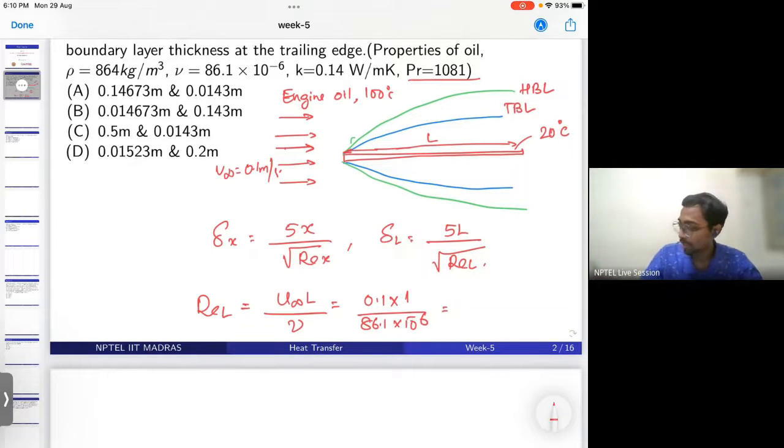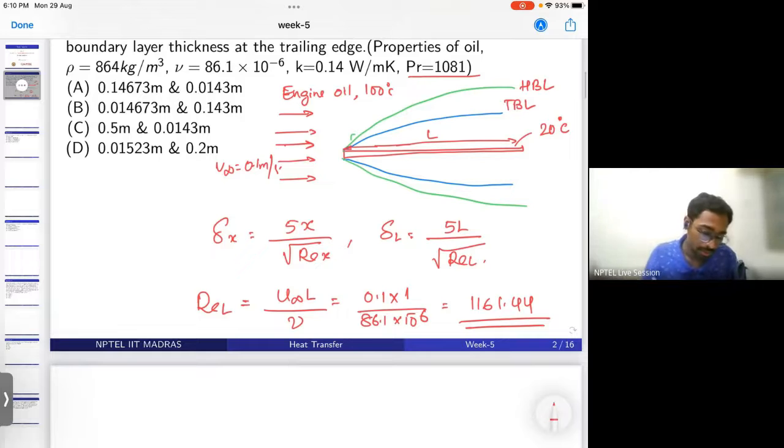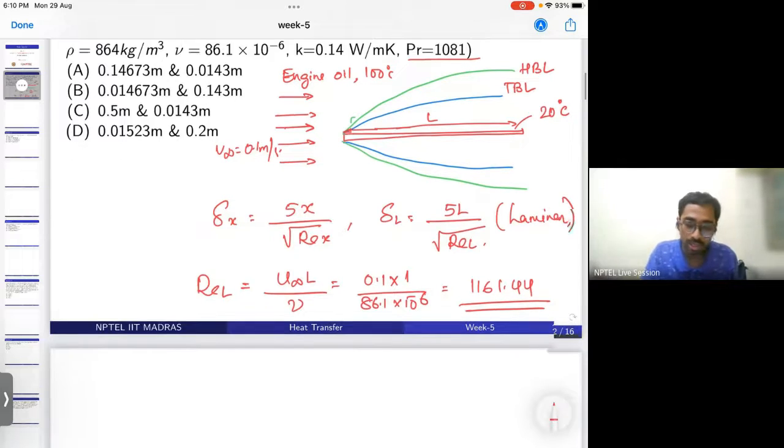So I am getting this as 1161.44. What is the critical Reynolds number for a flat plate? It's 5 into 10 raised to 5. As this is less than the critical value, our assumption for laminar boundary layer holds for the flat plate.